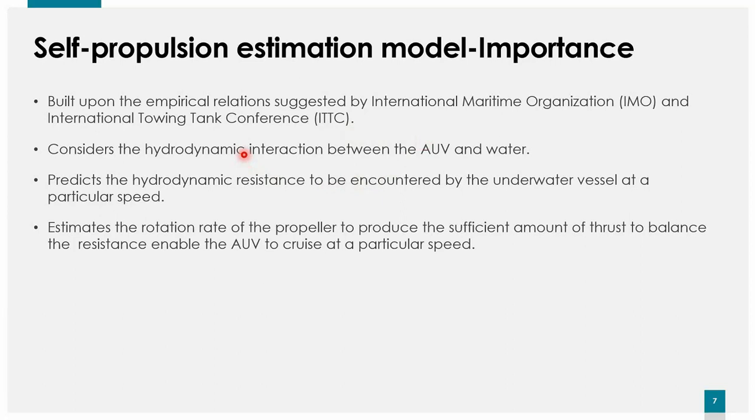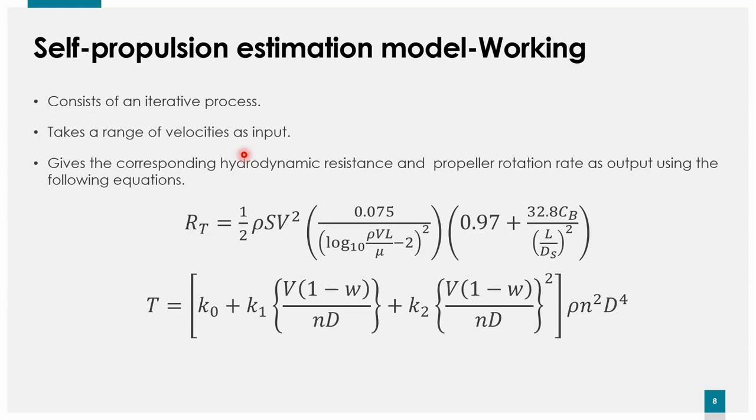Let's consider a vessel that moves inside the sea. It will encounter some resistance, and that resistance has to be overcome by the thrust. That thrust will be generated by the rotating propeller. So our self-propulsion estimation model will predict that rotation rate which is required for our desired velocity. It is an iterative process. We will first input some velocity model parameters and an arbitrary rotation rate, and that model, with the help of these relations, will find the resistance and the thrust.